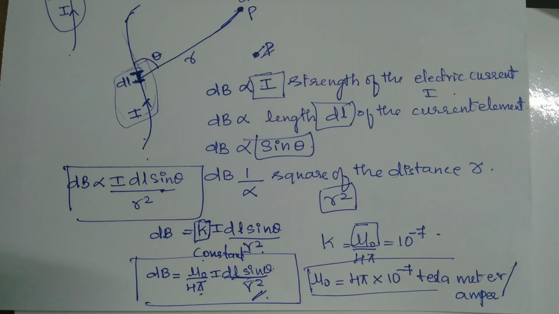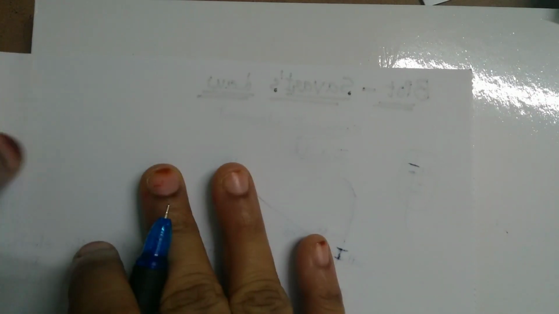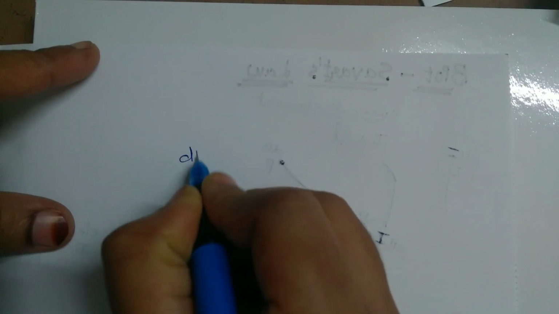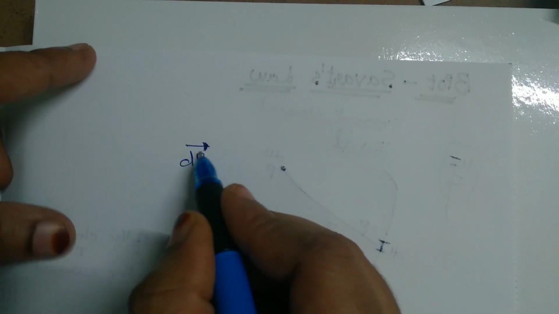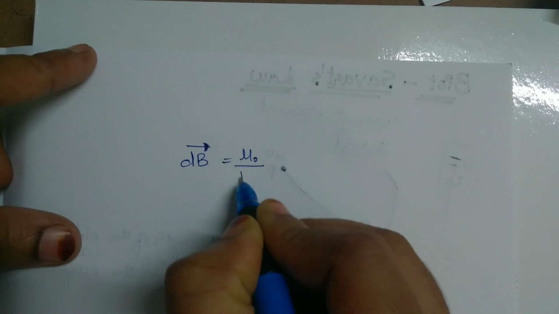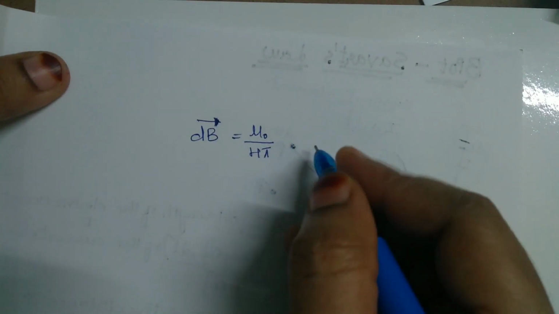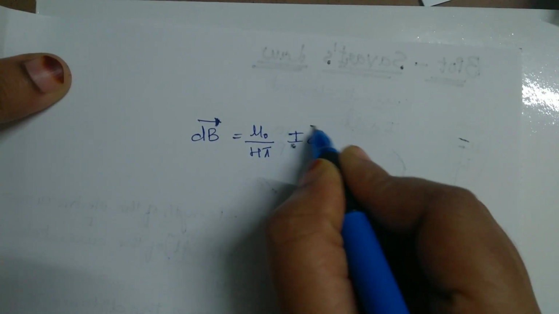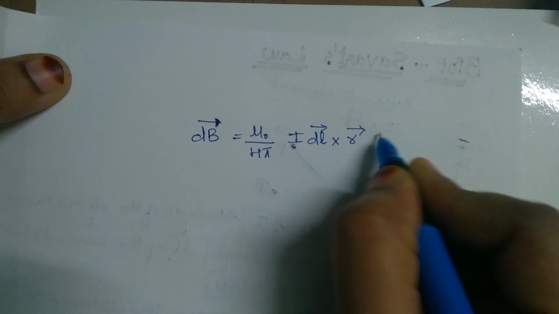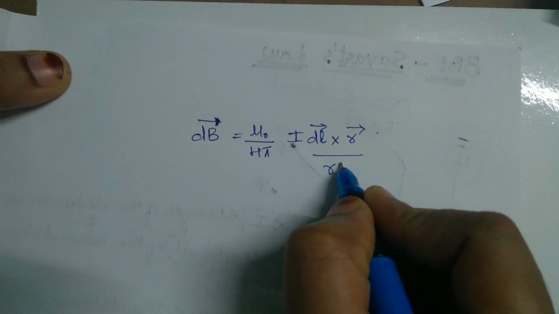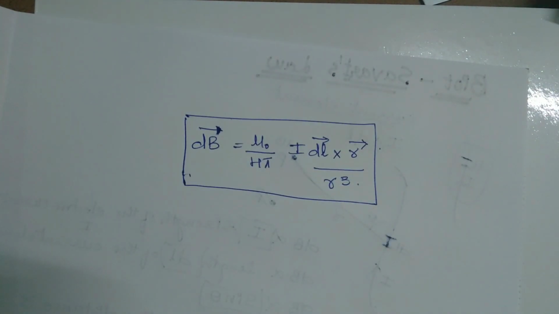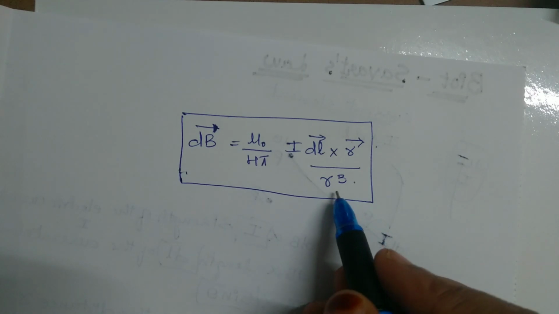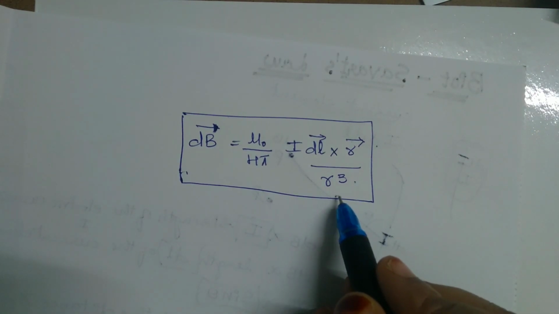This is the Biot-Savart's law. This Biot-Savart's law can also be written in vector form. Since magnetic field is a vector and it has direction, the vector notation of Biot-Savart's law is dB vector equals mu naught by 4 pi, I dl cross r, divided by r cube. You don't need to know the derivation of this. You just have to remember the vector form of Biot-Savart's law.